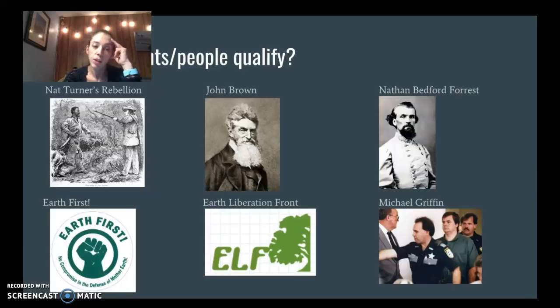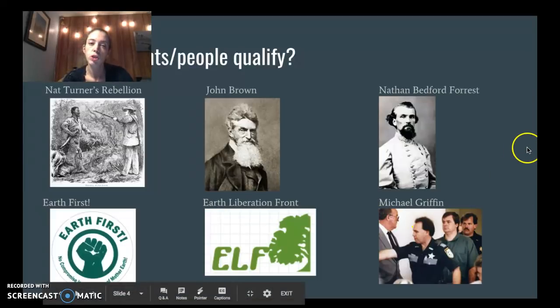And then finally, we have Michael Griffin. He is one of a few men who was an anti-abortion person. So he did not believe in the practice of abortion, and he actually wound up murdering a doctor in Pensacola, Florida, who was performing abortions legally for women. And he was convicted of murder. So which ones qualify?